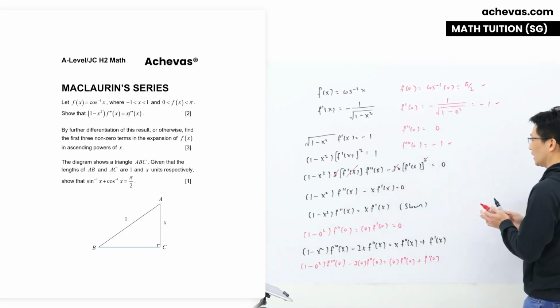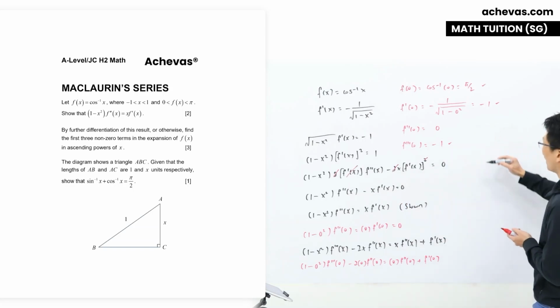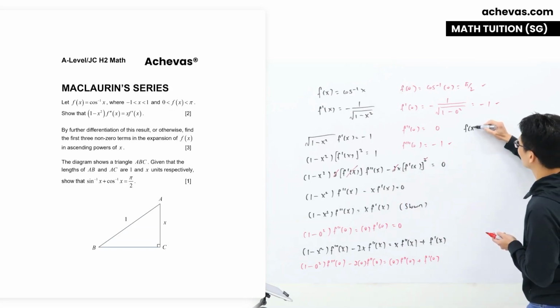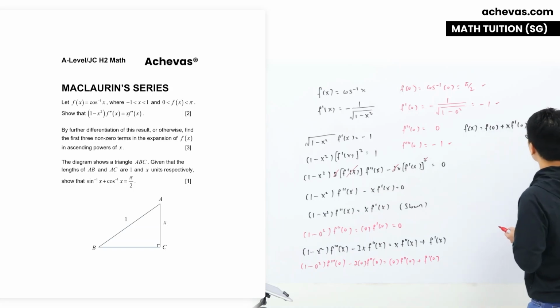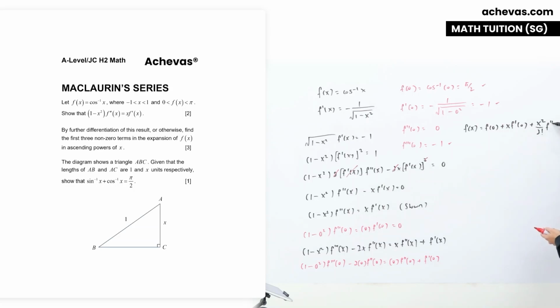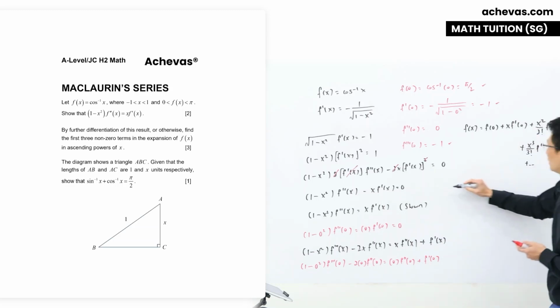And making use of the formula for the Maclaurin expansion, I will have f x equal to f 0 plus x f prime 0 plus x squared over 2 factorial f double prime 0 plus x cubed over 3 factorial f triple prime 0 plus dot dot dot. This is the formula obtained from the MF27.